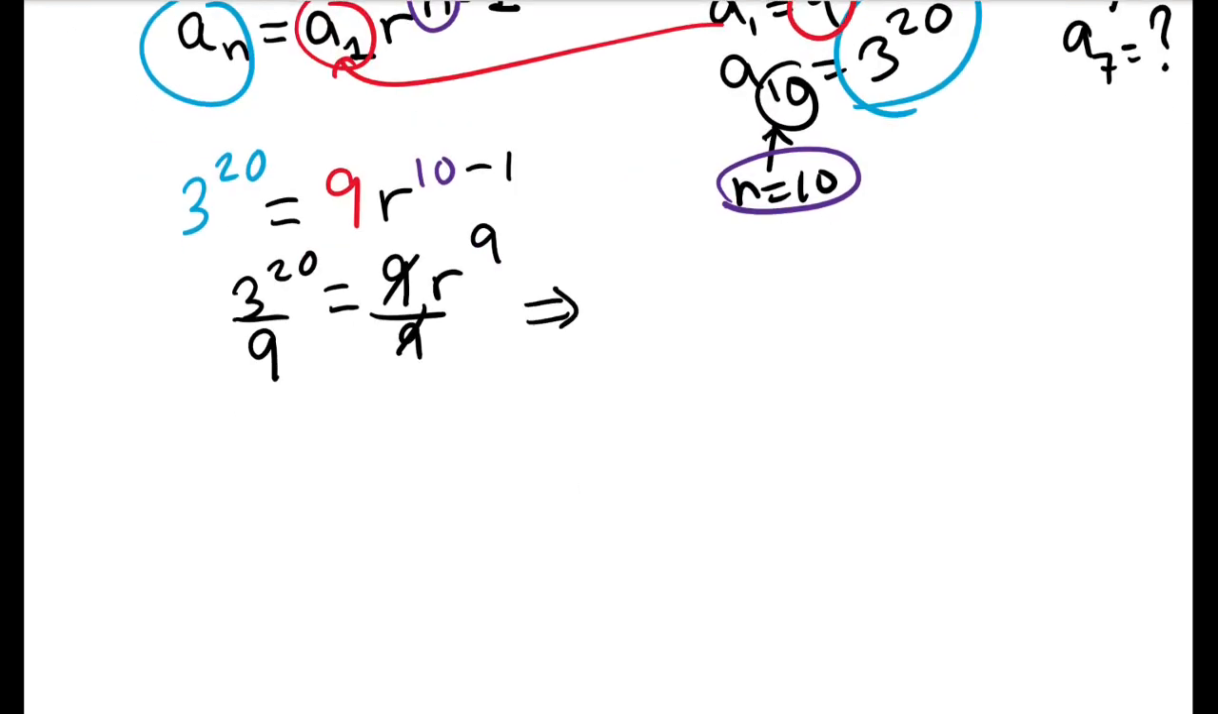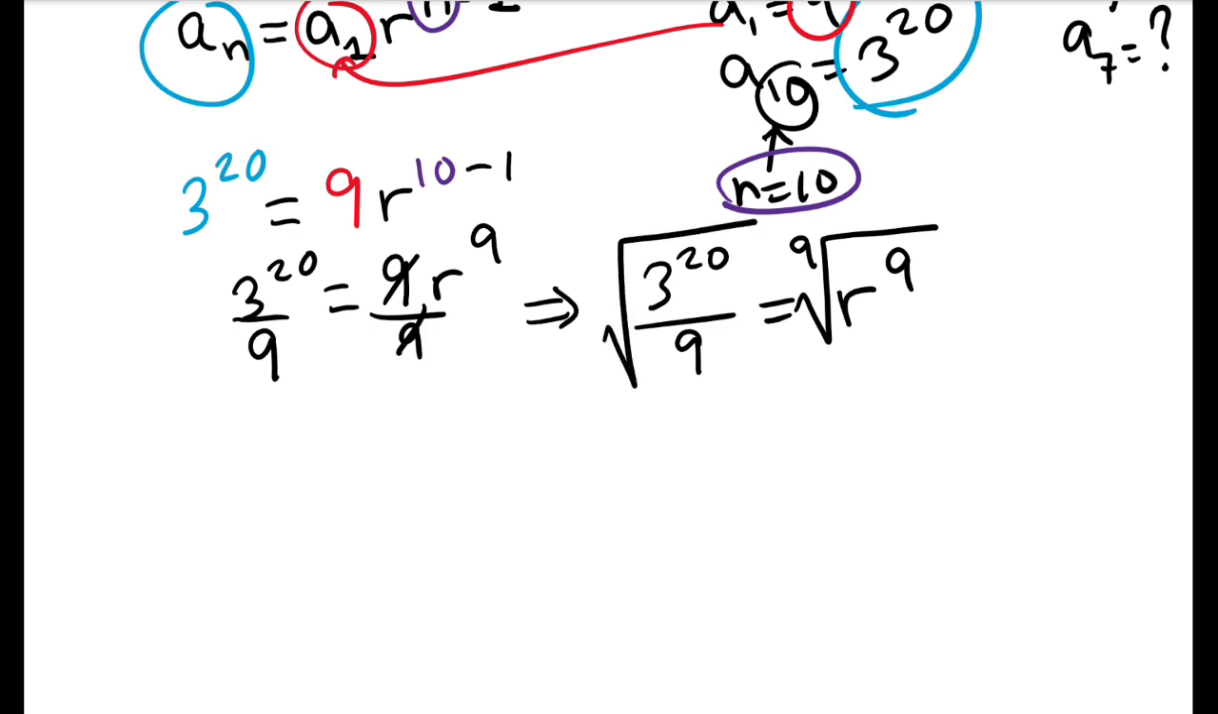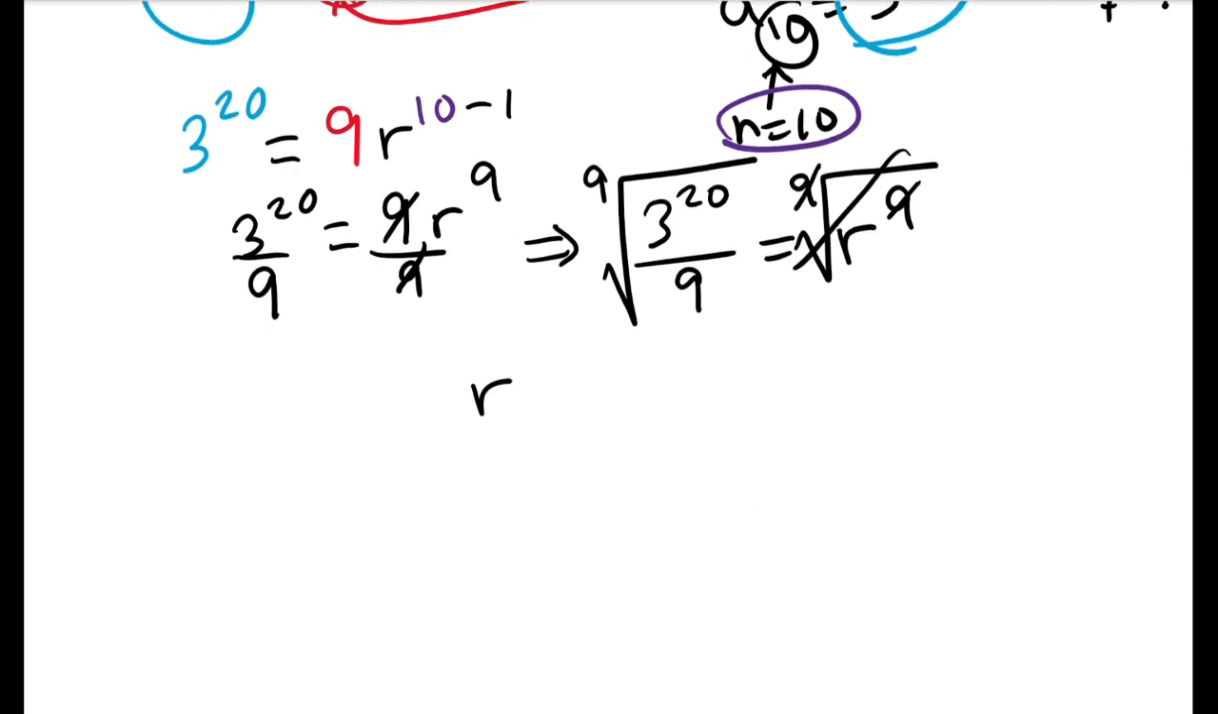So now we have 3 to the 20th over 9 equals r to the 9th power. So our goal is to solve for r here. The only way to get rid of the 9th power is to do the 9th root of both sides. So we're going to go ahead and do the 9th root of both sides. And now these cancel with the radical. So now we have r is the 9th root of 3 to the 20th over 9.